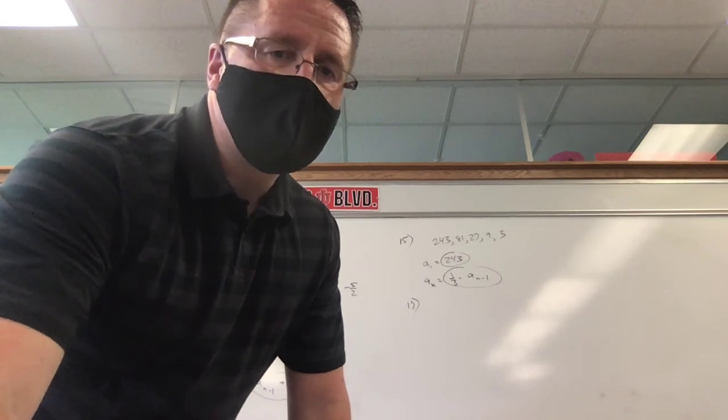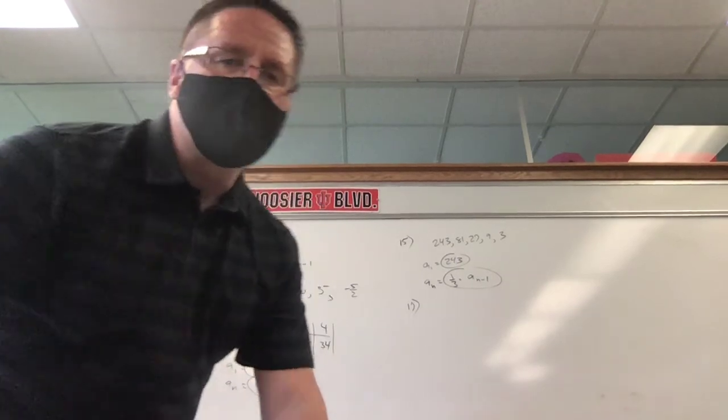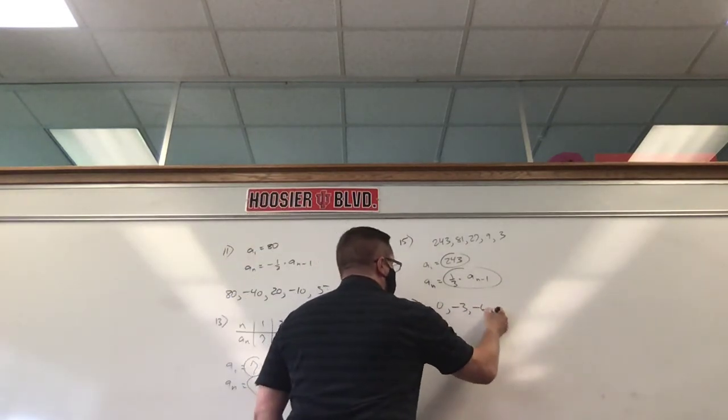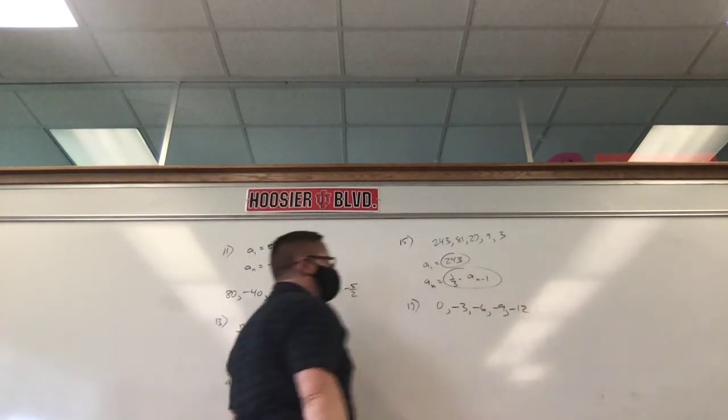Two more to go, 17 and 19. This one's an easier one. 0, negative 3, negative 6, negative 9, negative 12.